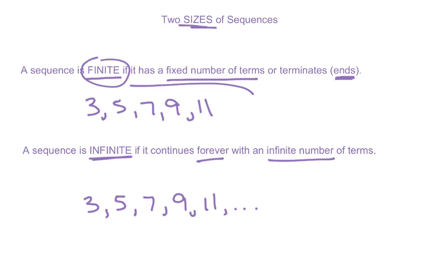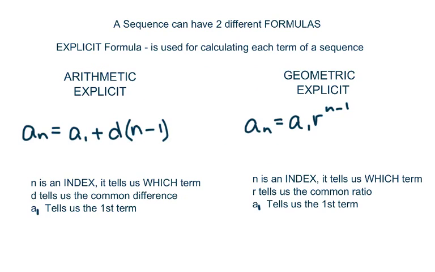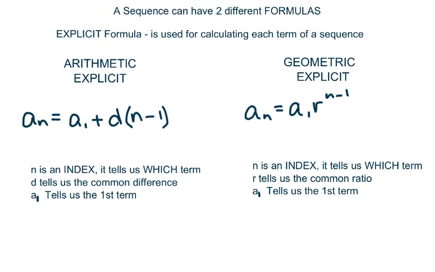Okay, it's finite if it doesn't have the dots. It's infinite if it does have the dots. So now we have an arithmetic and a geometric sequence. Each type of sequence can either be finite or infinite. All right. The last thing we have to do is pay attention to formulas.